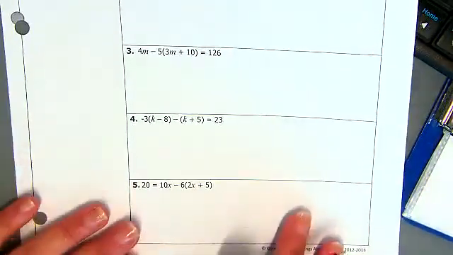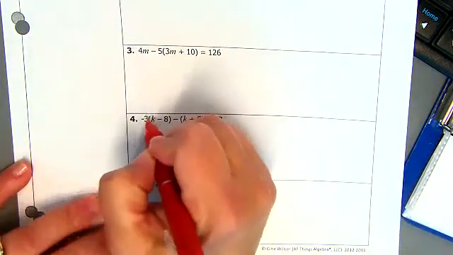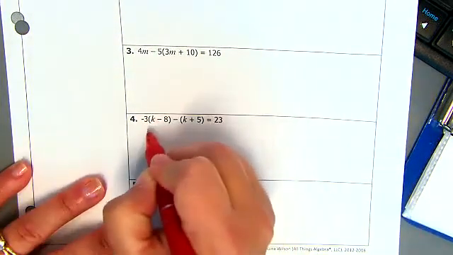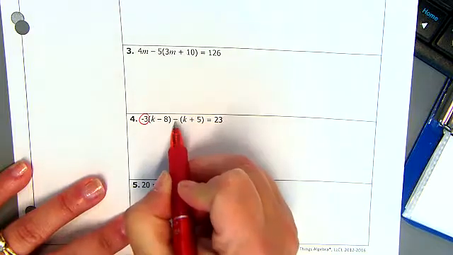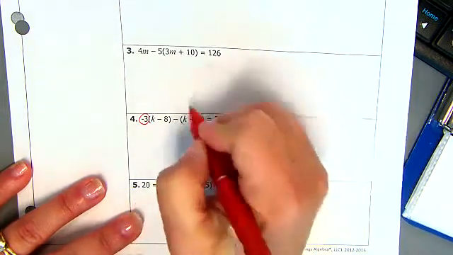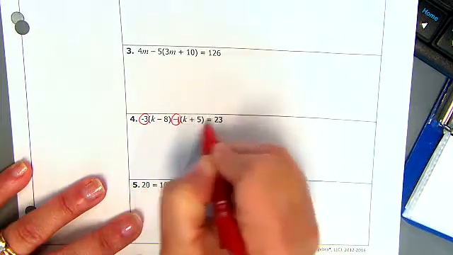Moving on, we're going to skip the problem. We're moving down to number 4. For number 4, we have to distribute now because we have the multiplication. What's the curveball that they throw in here? This negative outside of here is understood to be a negative 1. So that means I'm distributing the negative 1 to everything inside.